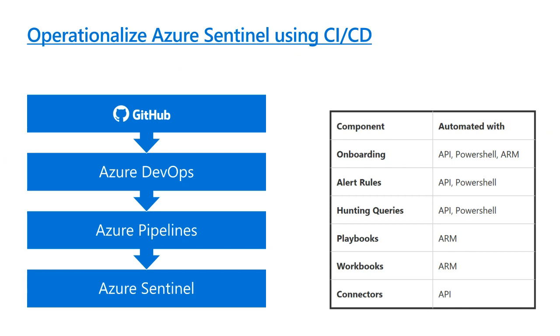On the right, though, we're also seeing a list of what are the different kinds of components that you can leverage and how do you do that. And so you can see that onboarding capabilities, creating new workspaces, that's available through APIs and PowerShell and ARM. Alert rules, this is one of the more common places where we see customers and partners wanting to deploy the same set of rules across multiple workspaces, and that's available through the API and PowerShell. Hunting queries, very, very similar kinds of scenarios there. And then also the ability to do the same with playbooks and workbooks via ARM and connectors via API. So lots of new guidance and some new capabilities that enable that automation across multiple workspaces.